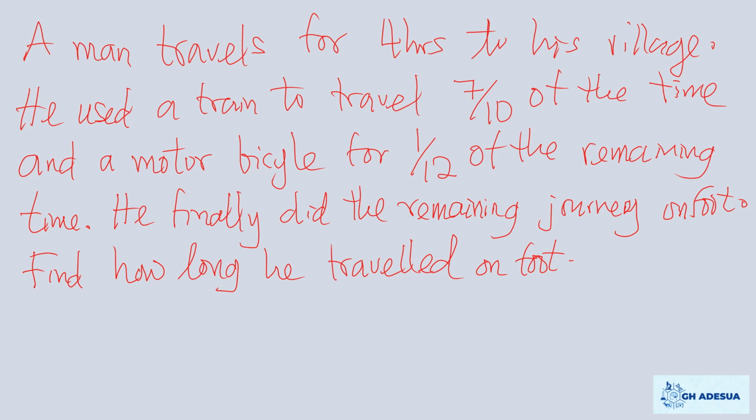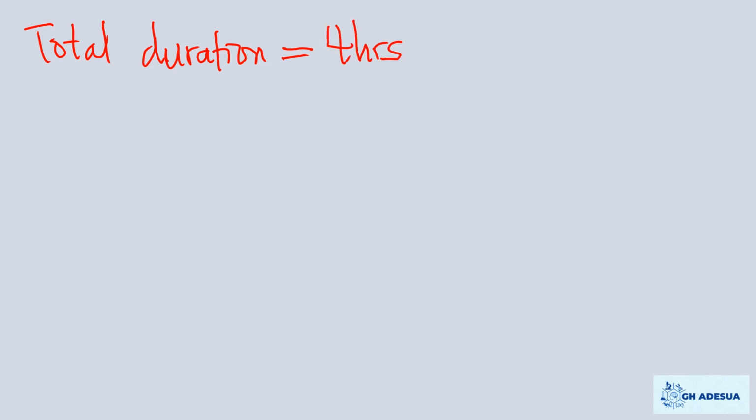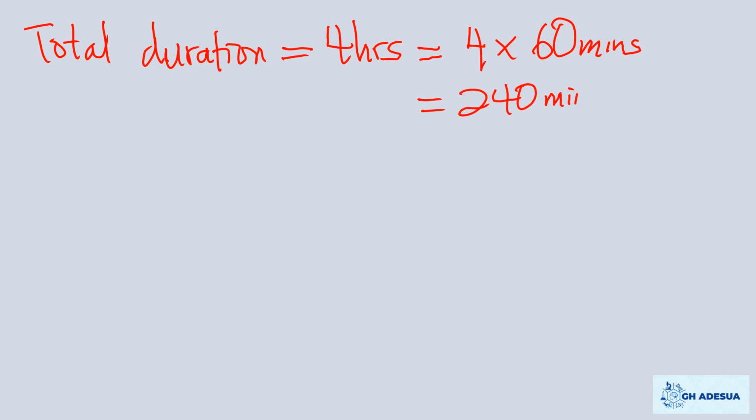So let's pick the details from the question. So our first point that we need to know is total duration. So this one is not distance but duration. Total duration is 4 hours. Now working in 4 hours would give us so many fractions, so we convert this to minutes. And how many minutes would we get in 4 hours? So it will be 4 times 60 minutes, because each hour will give us 60 minutes. So that will be 240 minutes. The total duration is 240 minutes.